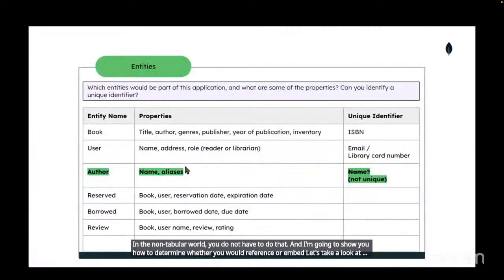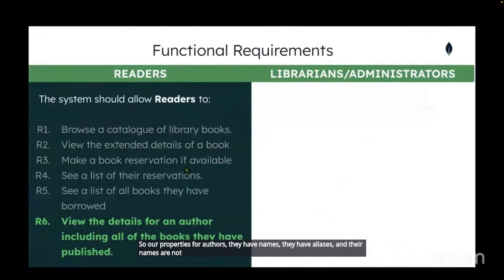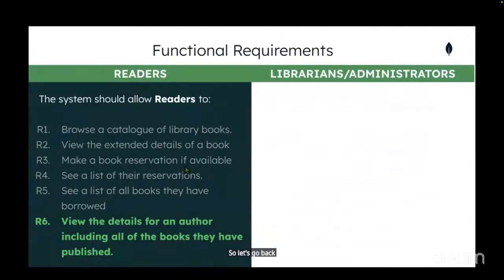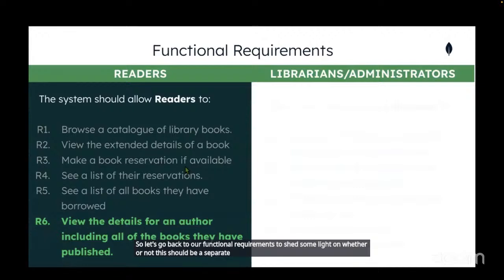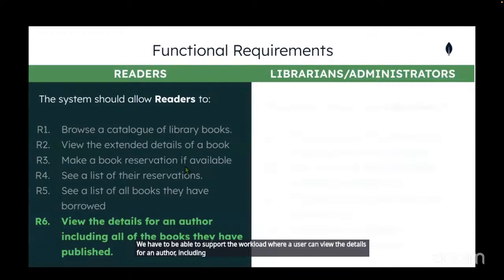So our properties for authors, they have names, they have aliases, and their names are not unique, okay? So let's go back to our functional requirements to shed some light on whether or not this should be a separate entity or a separate collection. And the final set of functional requirements is going to give us a clue. We have to be able to support the workload where a user can view the details for an author, including all of the books that they have published.